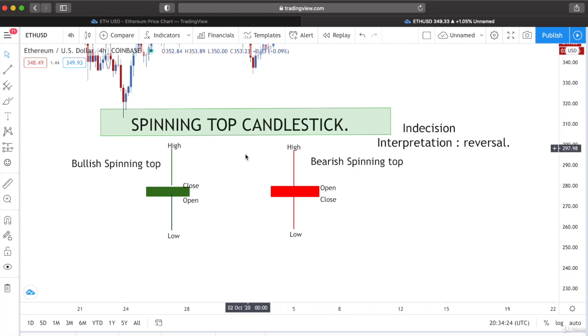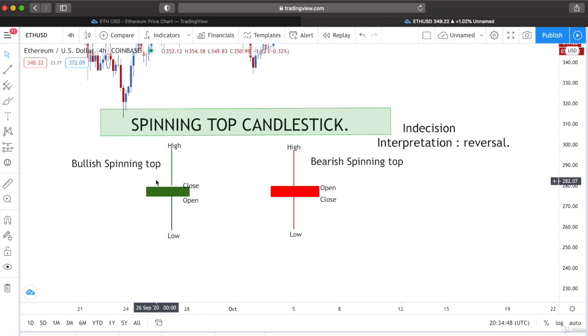Spinning top candlestick has a short body, which means that the opening price would be very close to the closing price of a pair. Spinning top has long wicks, which means that here, as you can see in this diagram, the sellers tried very hard to drop the price, but they couldn't sustain the price, hence the price closed back.